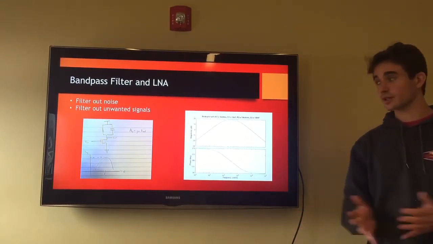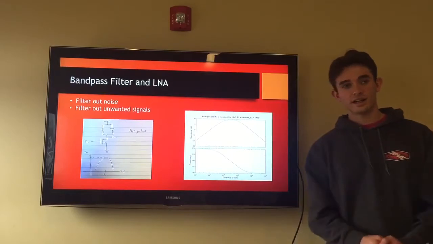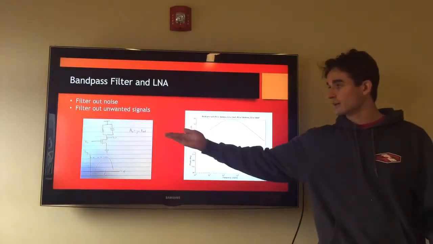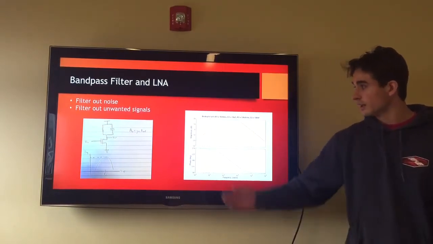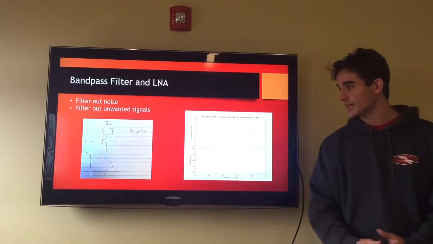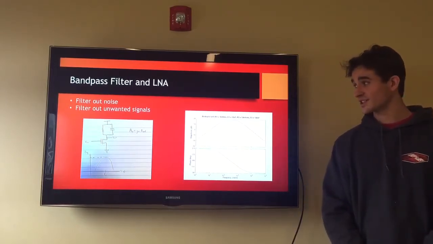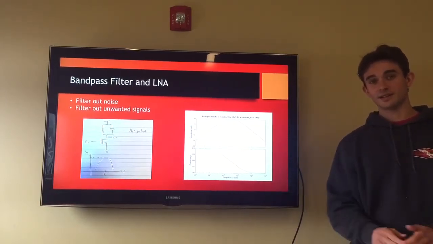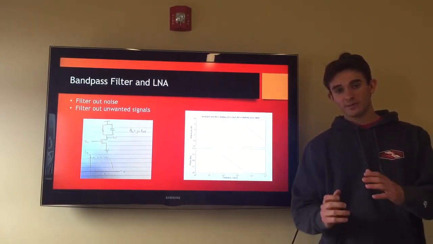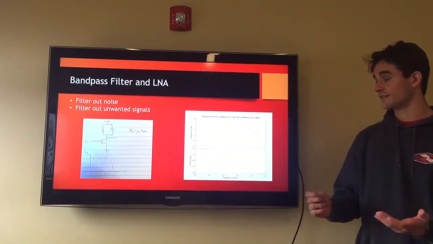So a bandpass filter, like the gain of any amplifier, is gm times R out. And if you have a parallel connection of an LC circuit, its resonant frequency is at f naught. What that actually means is that at f naught, the impedance of this circuit is at its max. So we can create a bandpass filter by centering it at frequency f naught.